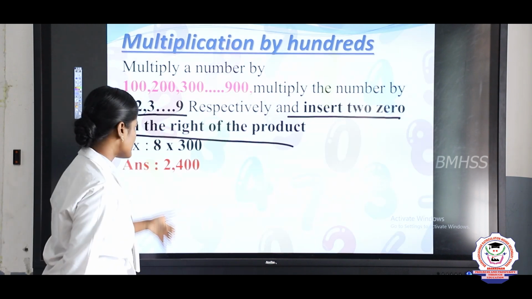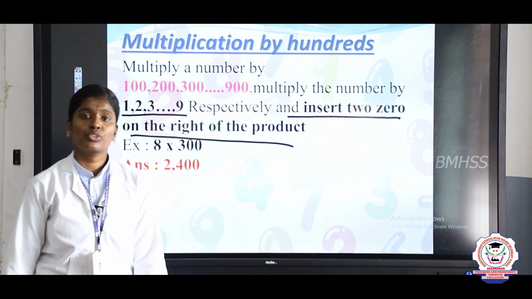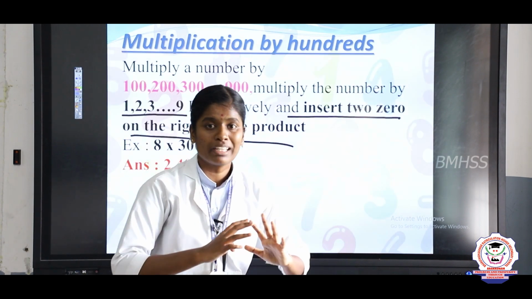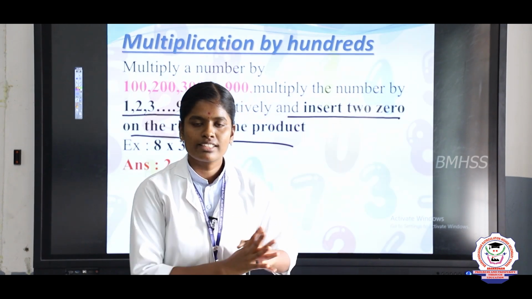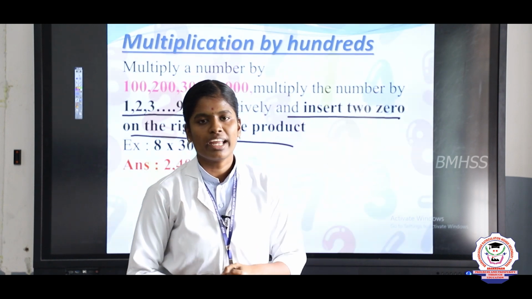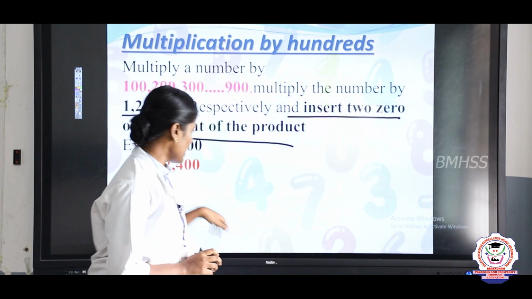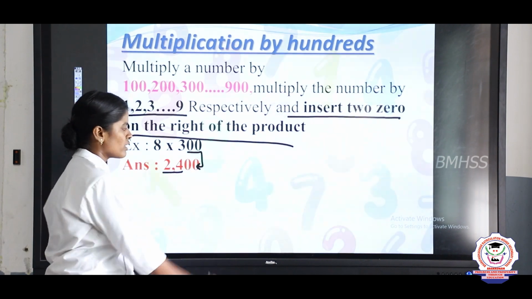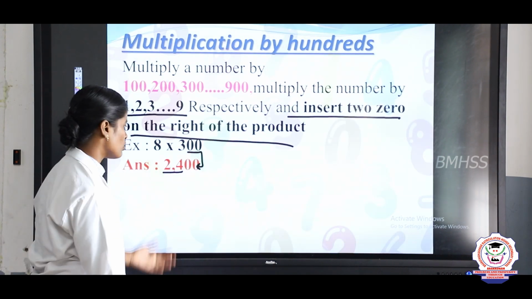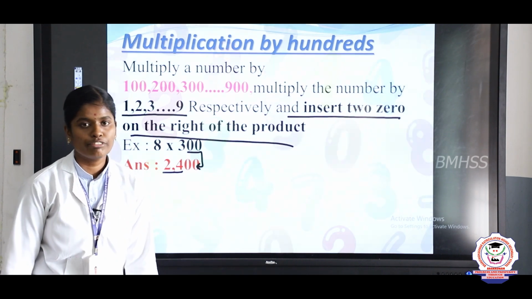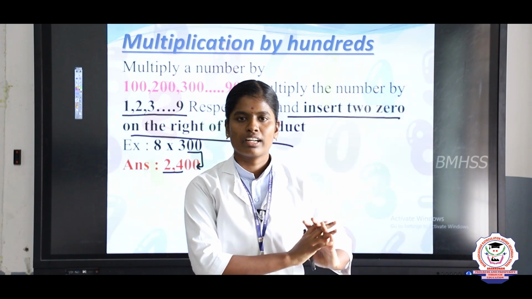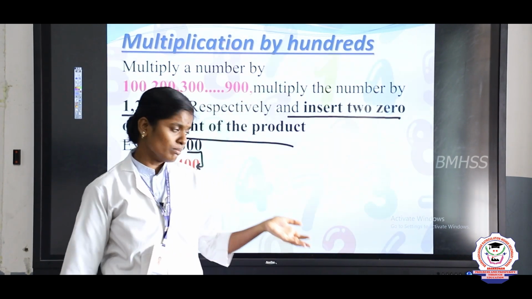They have already given one example, 8 multiplied by 3. Here you take 8 ones and multiply by 3. 3 8s are 24. Write the answer 24 and finally insert 2 zeros. So the answer is 2400. Next, we are going to see another example.